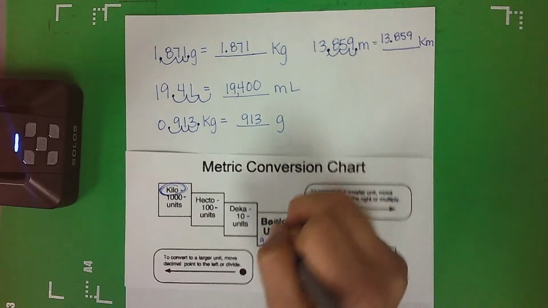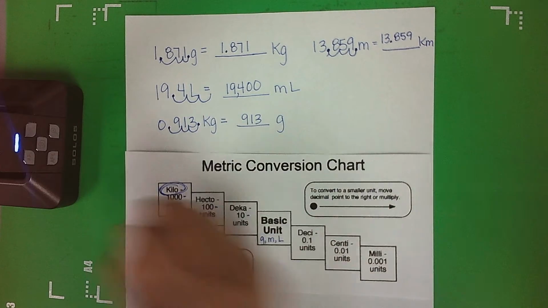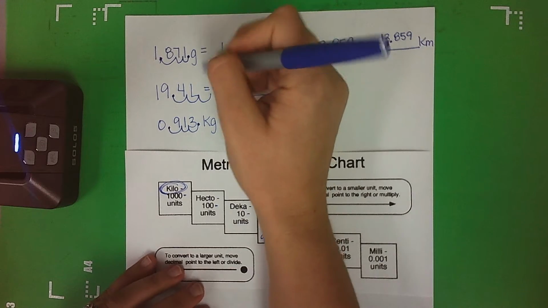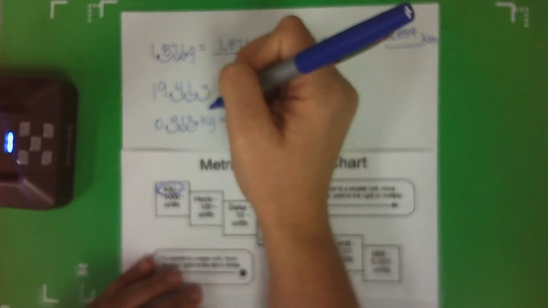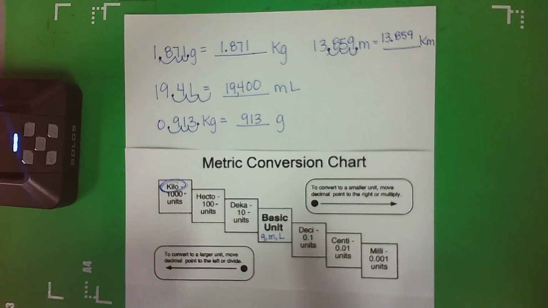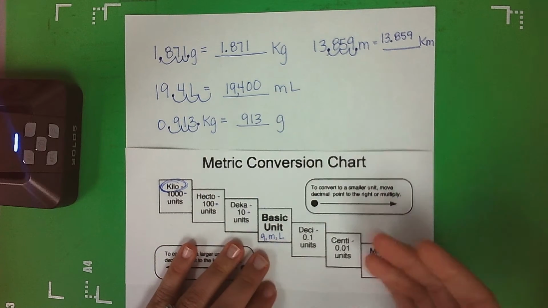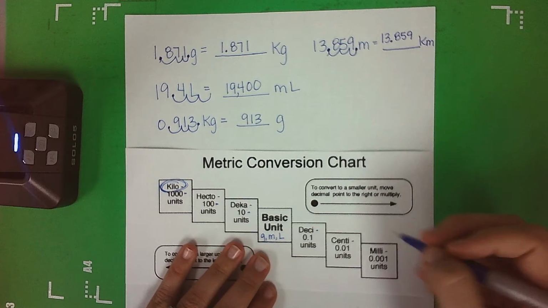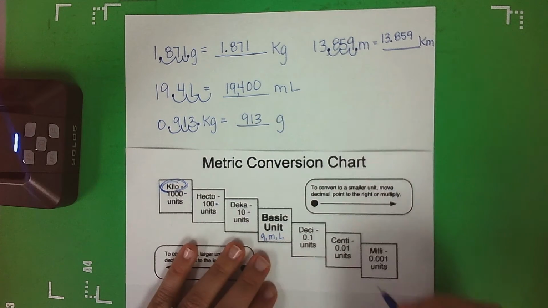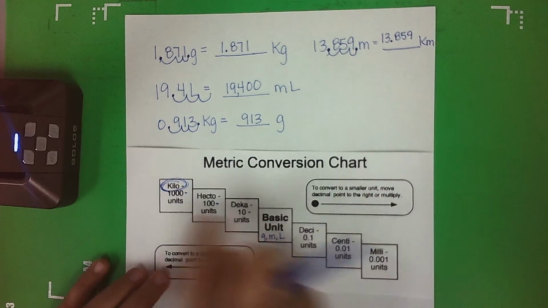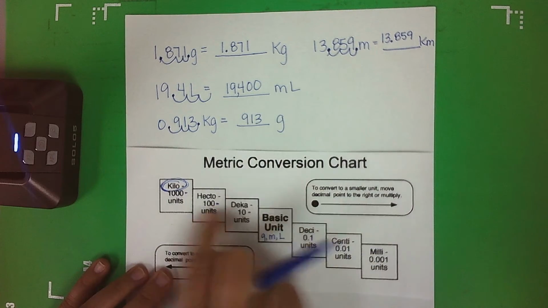So remember, wherever you start, you have to look at where you're starting, which is usually whatever you're given first. You're converting to a different one. So then you have to look at where you're converting. So then you just move the decimal either to the left or to the right. It depends on where you're starting and where you're trying to go. Use this chart and move your decimal.